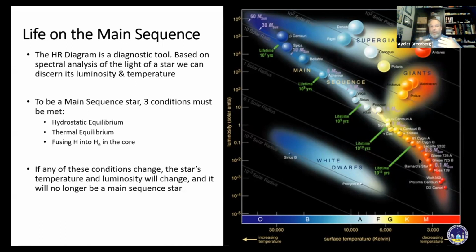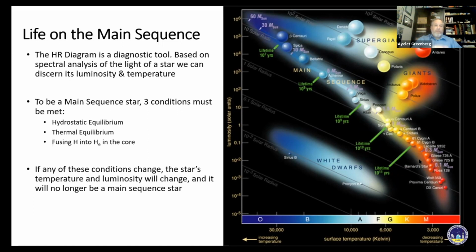And in order to be what we consider a main sequence star, this main path, a star needs to meet three conditions. It needs to be in hydrostatic equilibrium, what we already explained, the balance of pressure and gravity. It needs to be in thermal equilibrium, using nuclear fusion to generate energy that is equal to the amount that it's losing through luminosity. And in the core, it needs to be fusing hydrogen into helium, nothing else. If any one of these conditions is not met, the attributes of the star, its luminosity, its surface temperature, will change, and it will move to somewhere else on this diagram.